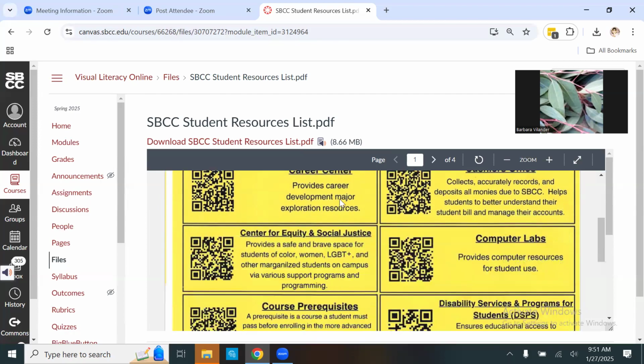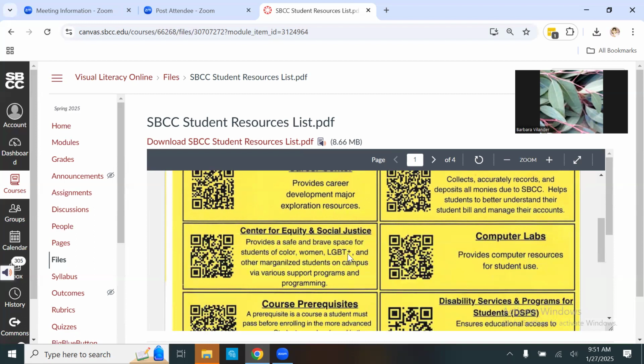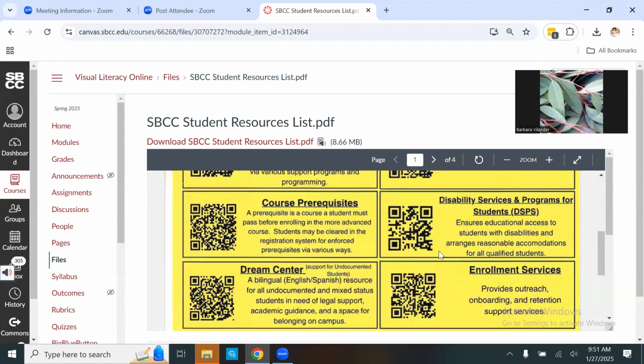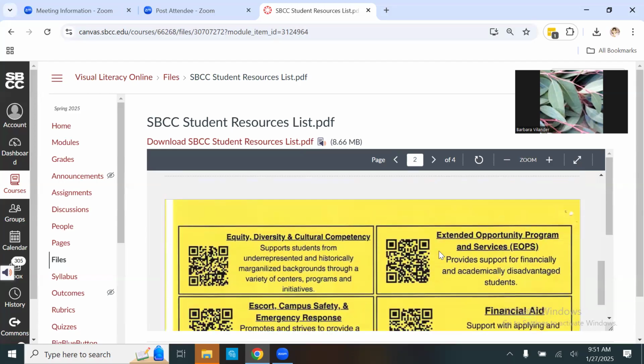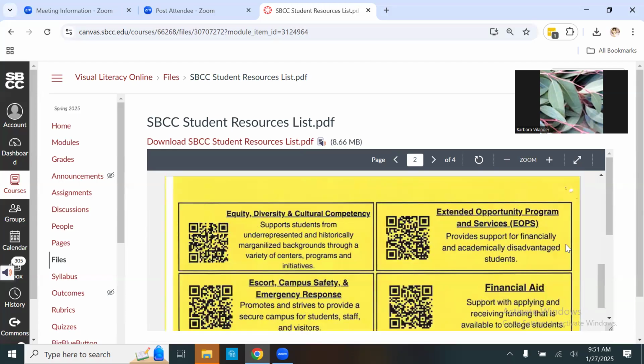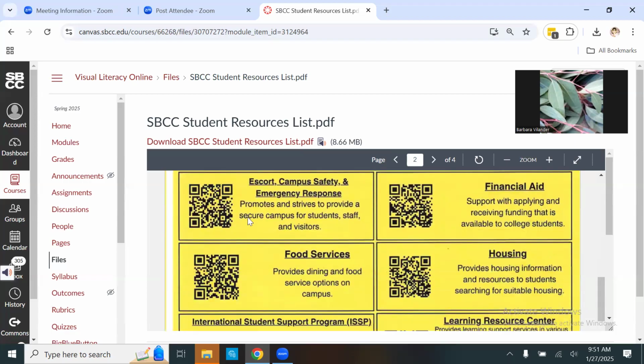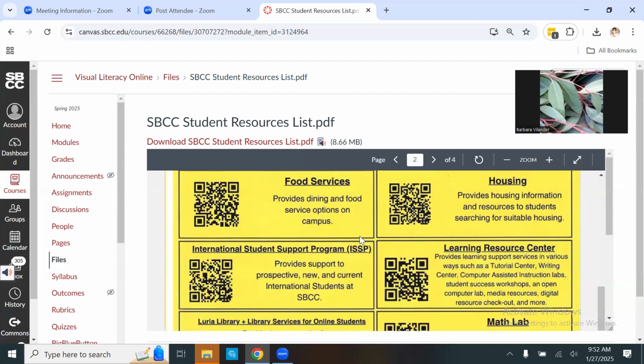Campus Store, the Career Center, the Center for Equity and Social Justice, computer labs, almost anything that you could think of, diversity, things like that, extended opportunities, escort service. If you're taking a night class on campus and you are concerned about walking to your vehicle, especially I would say those of you that park by Los Baños, the pool down there, or down by the Carriage Museum, if you have concerns, you can ask a campus safety officer to walk with you to your vehicle, okay? So there's a lot of stuff that this campus provides.